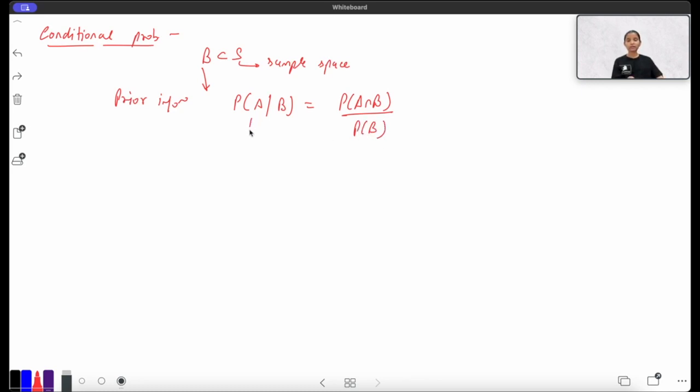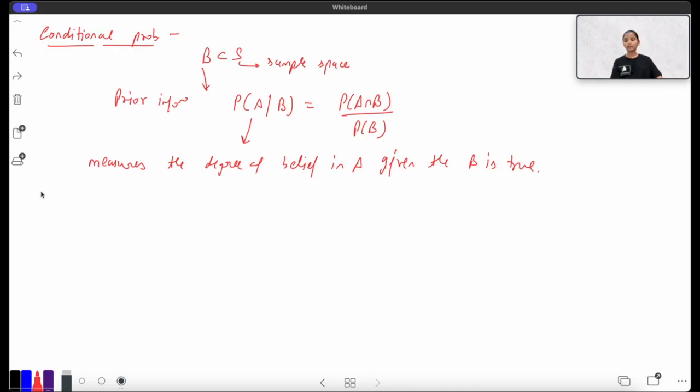And here the probability of A given B measures the degree of belief in A, given that B is true. So this is the degree of belief corresponding to A when the given information is that B has already happened. Because now our interest lies in those elements of A which are part of B, not the whole sample space. So we have actually reduced our sample space now.